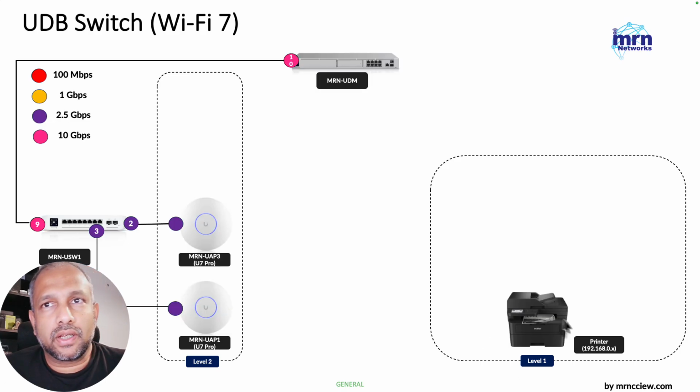Currently I have this Brother printer, which was only able to do 2.4 gigahertz, and I really wanted to turn off 2.4 in my home environment. So I use this Ubiquiti switch to connect the printer wired to the switch, and then backhaul that via the Wi-Fi connection. I have my access point on level 2 and my printer downstairs.